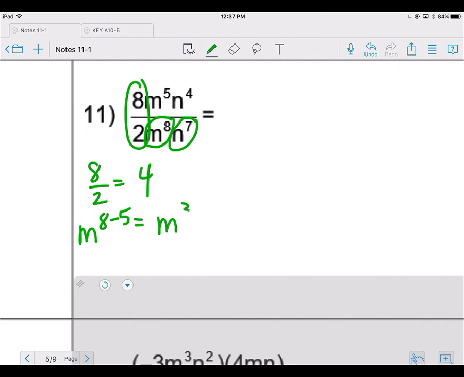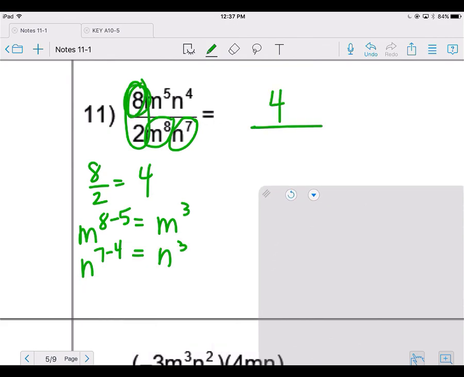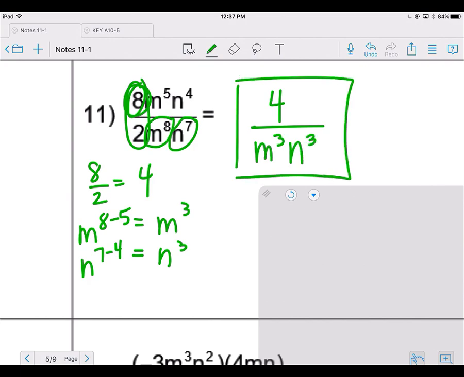8 minus 5 is 3. 7 minus 4 is also 3. So the 4 stays on the top because that's where your bigger number was. M cubed, n cubed, end up on the bottom because that's where your bigger exponent started.